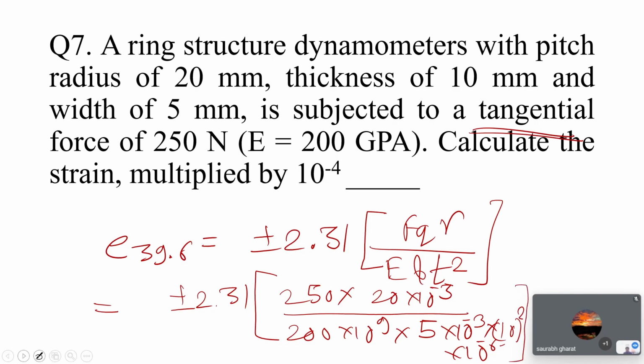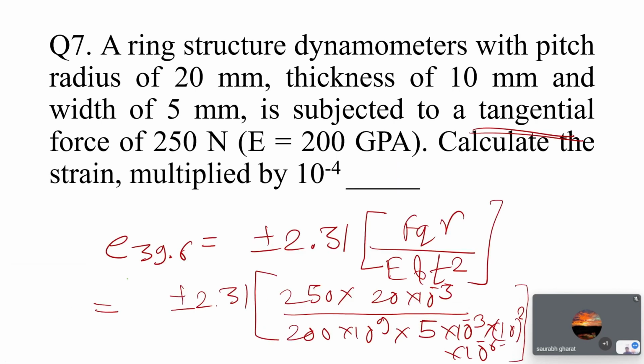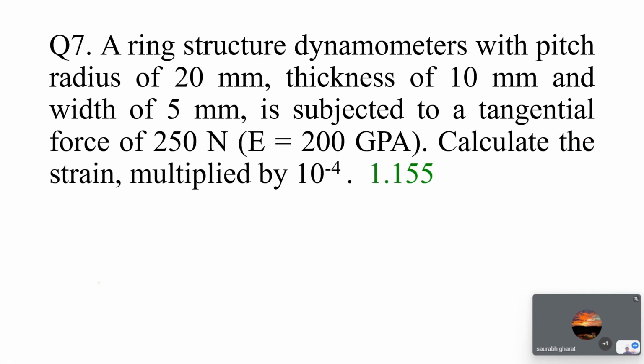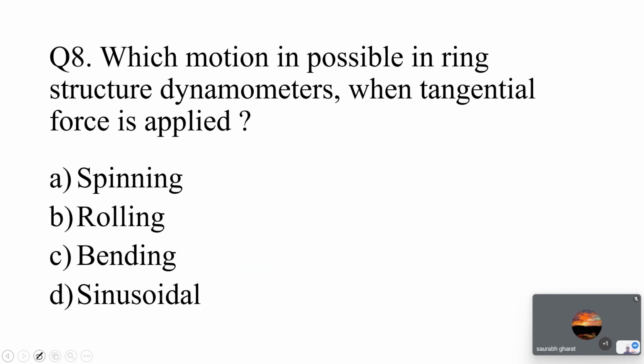So you have to multiply again with this 2.31. You have to multiply this calculation with this. When you multiply you get the answer, which is equal to 1.155 × 10 raised to minus 4. But as per the question, the correct answer will be 1.155.